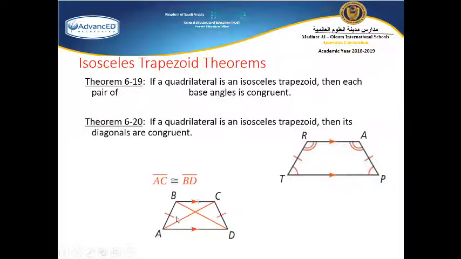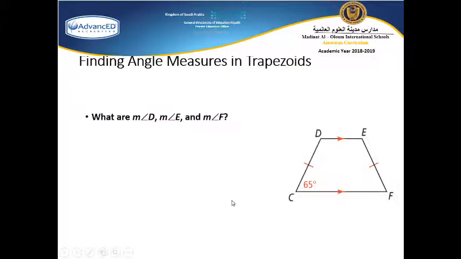And the two diagonals of the isosceles trapezoid are both congruent. The two diagonals BD and CA are congruent.